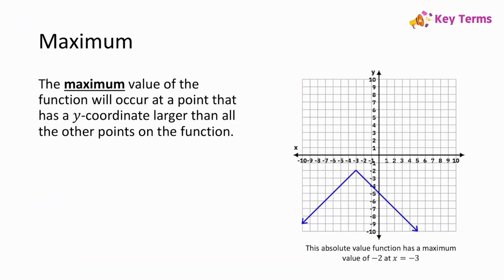Just like with quadratics, you did see a maximum. This is an example of a maximum with an absolute value function. That will occur at a point that has a y-coordinate that's larger than all the other points on the function. You can see this y-coordinate at -2 is going to be a maximum because all the other y values of this function are below that. So this absolute value function has a maximum of -2 at x equals -3.